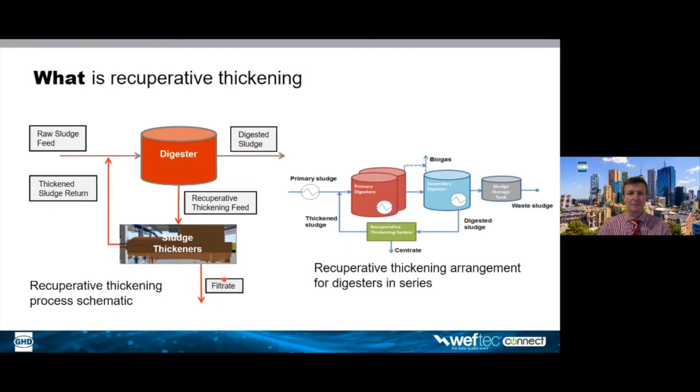Recuperative thickening is suitable for implementation on any number of mesophilic anaerobic digester process arrangements. For example, a relatively common arrangement certainly in Australia is two-stage digestion. Recuperative thickening can be implemented on such a system by taking the sludge stream from the secondary digester through the recuperative process and then having the thickened sludge returned upstream or to the primary digestion stage.